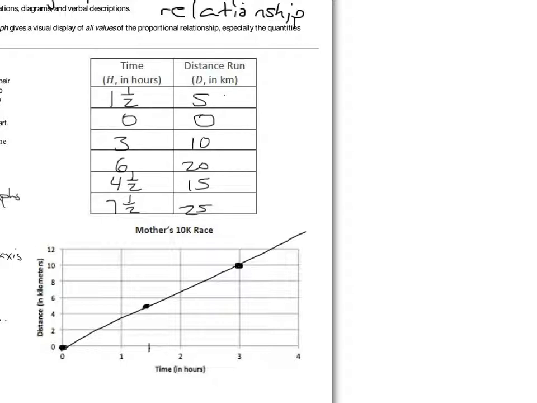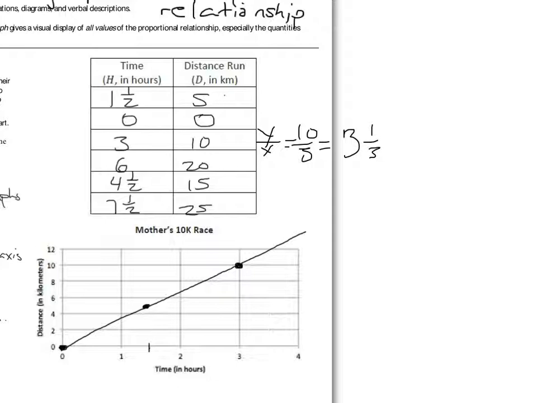Alright, so remember when we're talking about a unit rate, we're talking about the number of y for x, so for one value of x, and one way we can find this is by putting our y over x. This is going to give us 10/3 or 3 1/3 kilometers per hour.